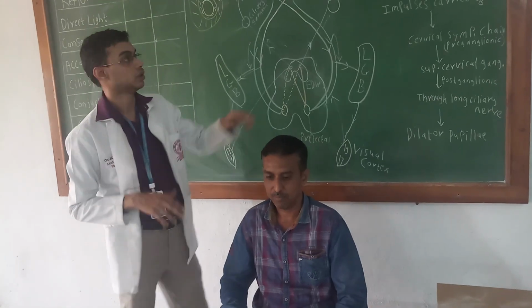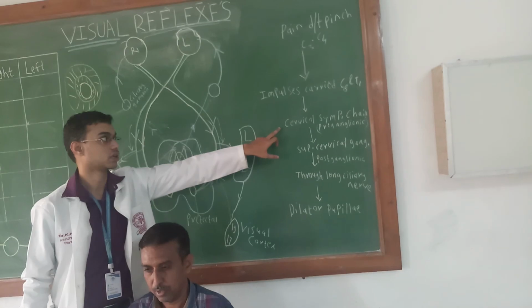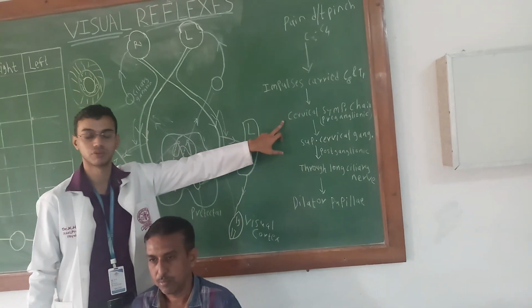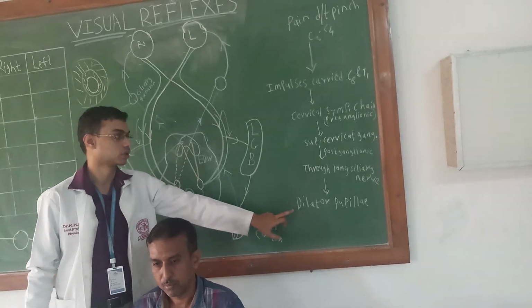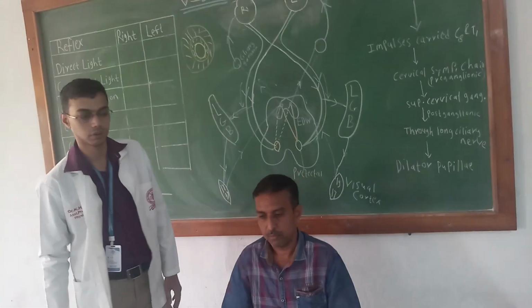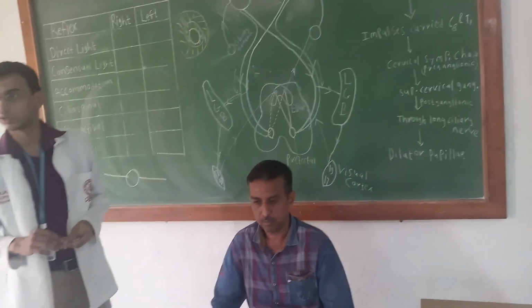Now why dilatation? Because of this pathway: via the cervical sympathetic chain, preganglionic fiber, superior cervical ganglion, and through the long ciliary nerve, they cause dilatation of the pupil. Okay, now there are the conjunctival and corneal reflexes.